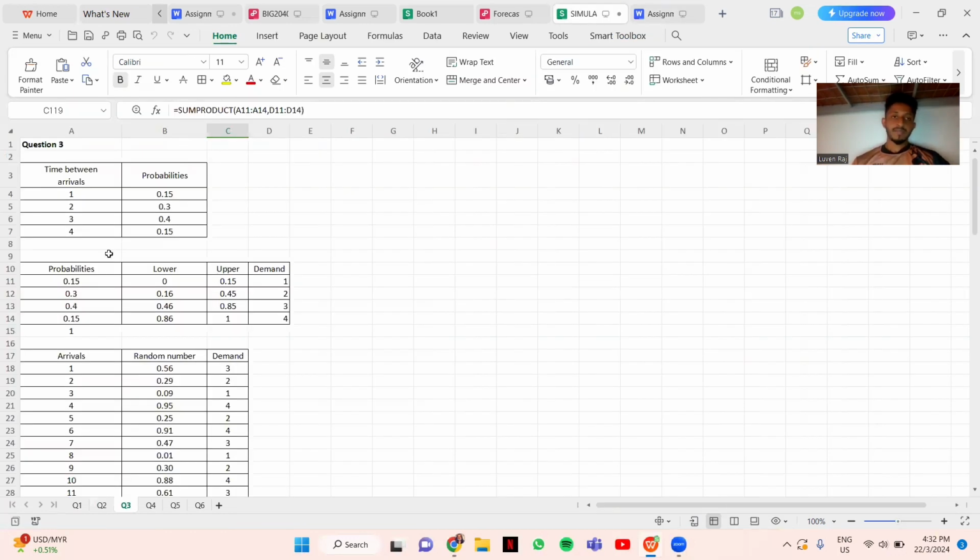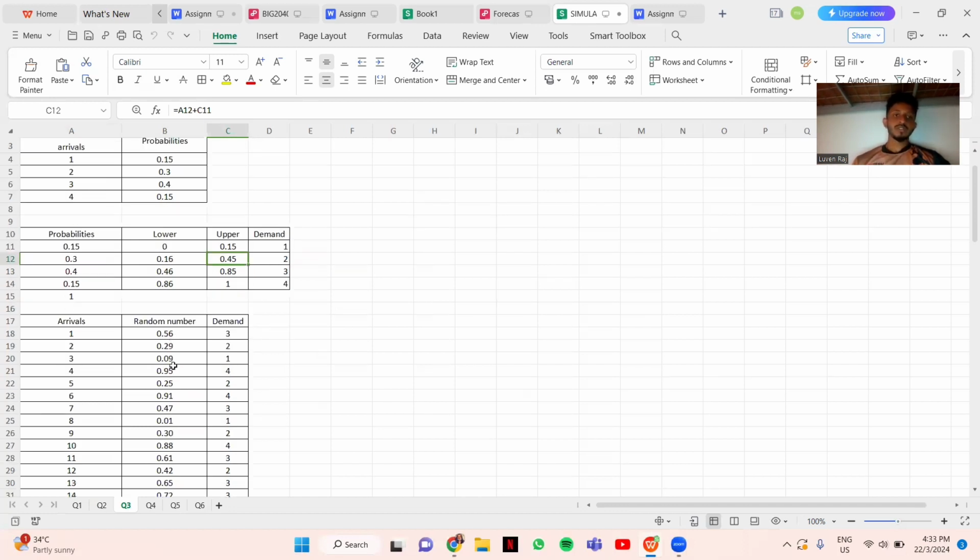So these are the probabilities, these are the lower, these are the upper. As I mentioned before, the upper is already the probability, 0.45, which is the first value, plus 0.3, and we get 0.45, and the demand is 1, 2, 3, 4, and then we have to do this until we get the 1.